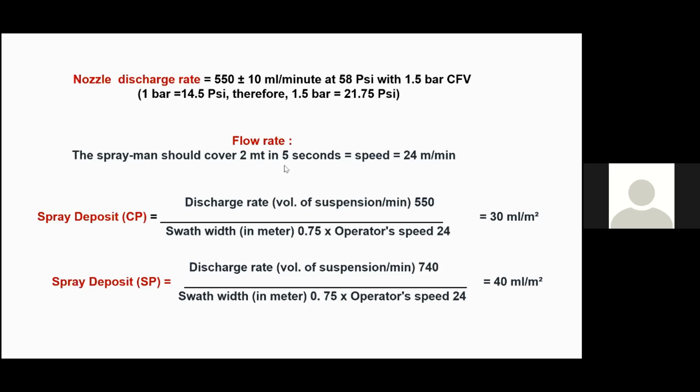And we calculate discharge rate. Discharge rate is the volume of suspension, that is 550 with CFV in compression sprayers, and swath width is 0.75 meter, and the operator speed as calculated above is 24 meter per minute. So that will give an output of 30 milliliter per meter square. And in case we use the stirrup pumps, the discharge rate will be 40 milliliter per meter square.